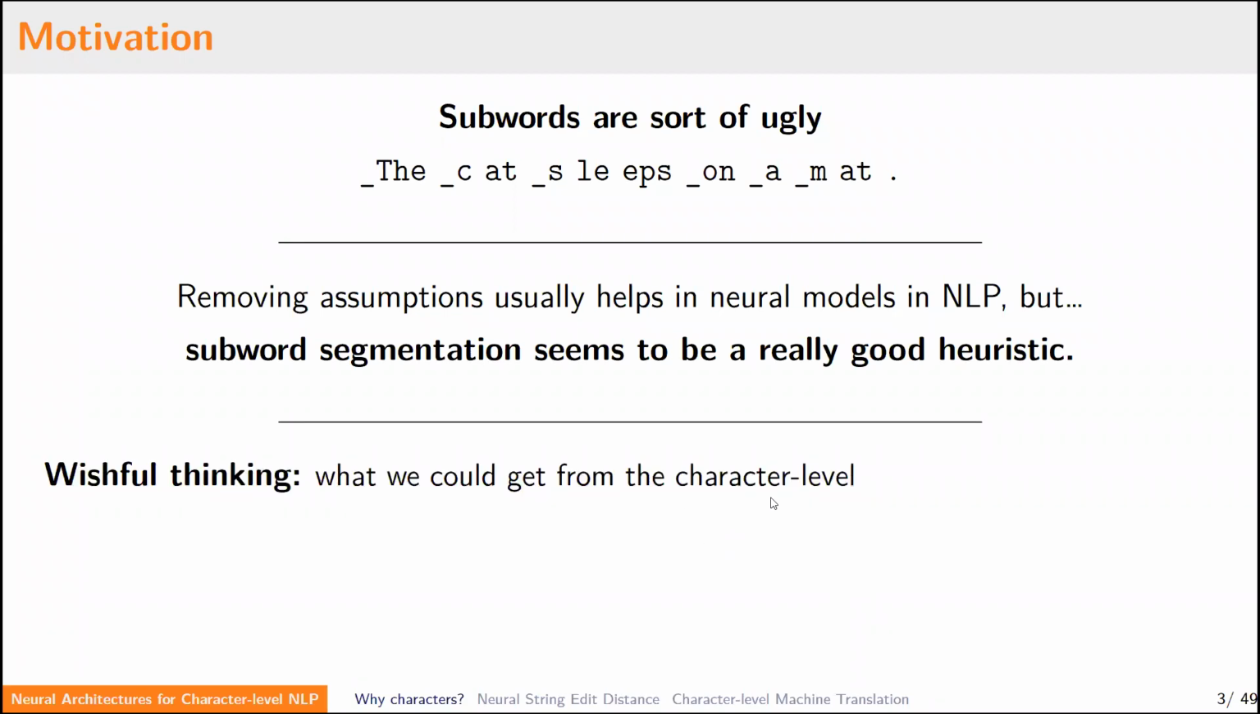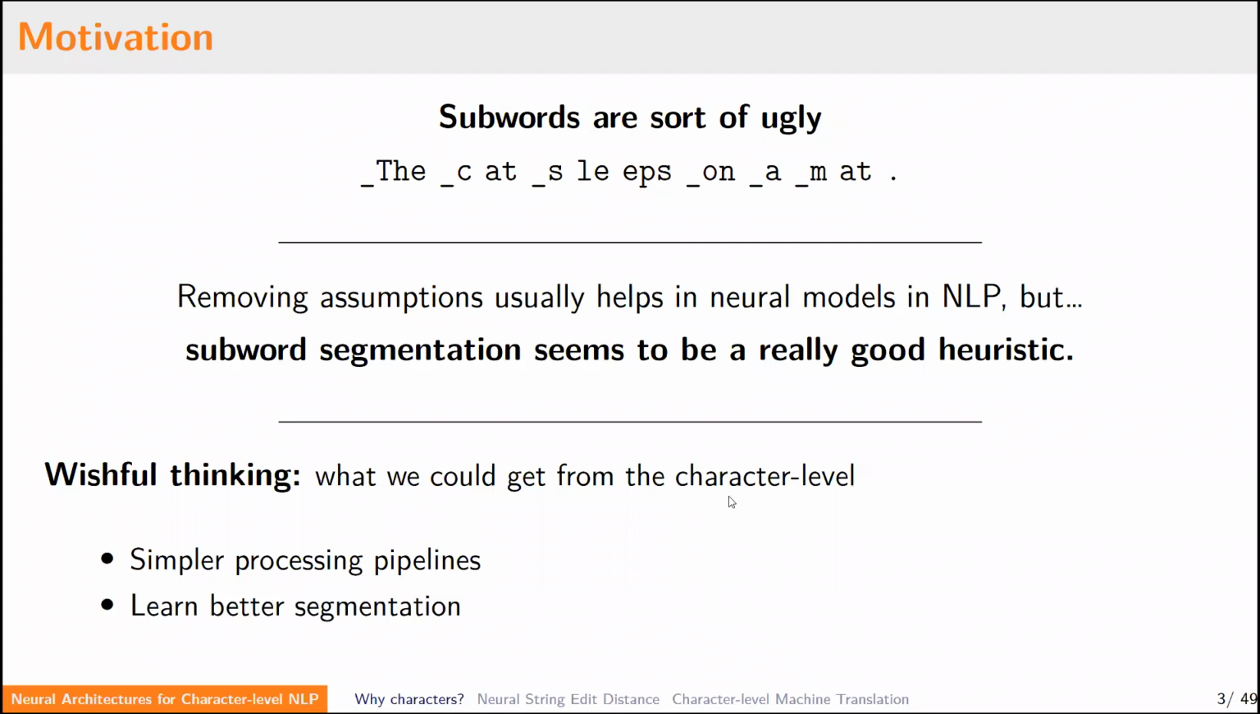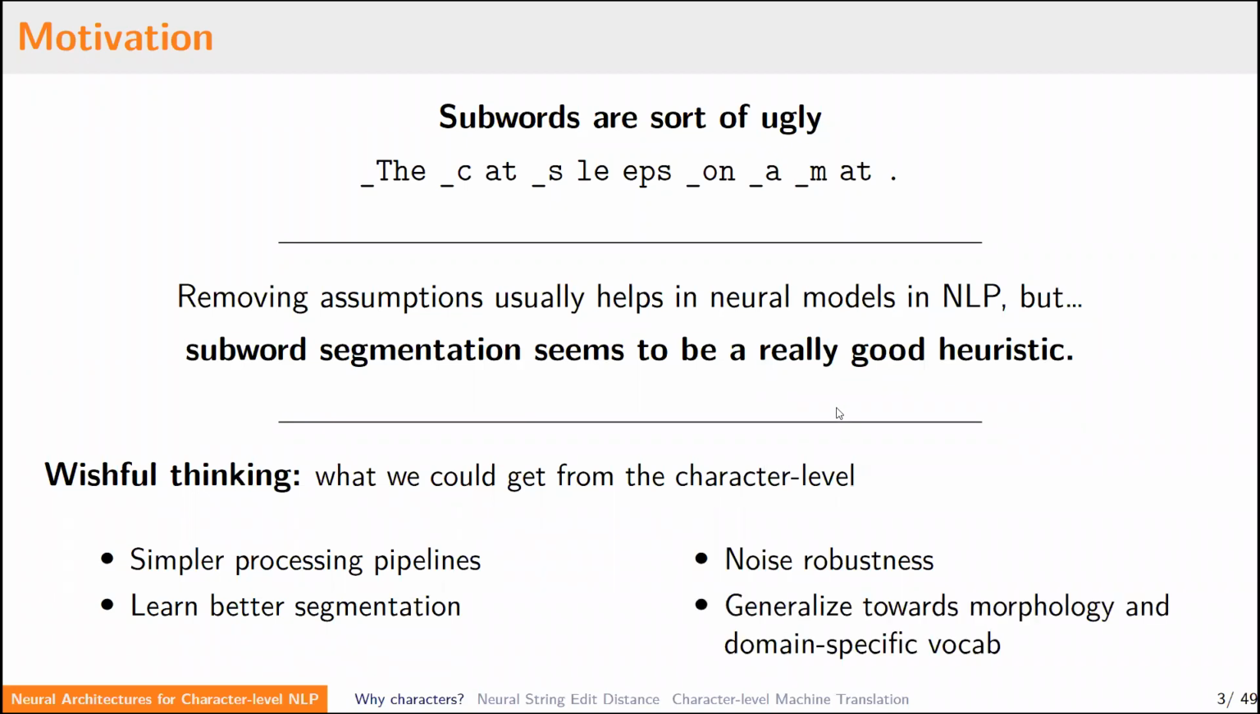And also there are some practical aspects that we would like to get from the subwords: simple processing pipelines without tokenization, learning better and more meaningful segmentation, robustness towards noise, and better generalization for morphology and for some domain-specific vocabularies.